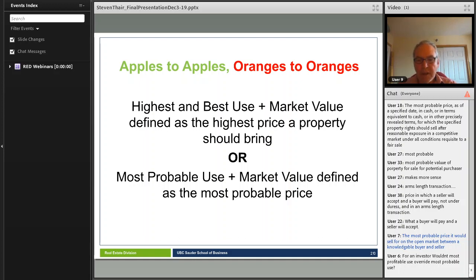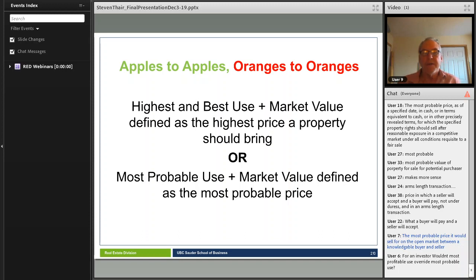Dennis asks, for an investor, wouldn't most profitable use override most probable use? Obviously, most of the time that's true. Most probably, they're both going to give you the same answer. But there will be situations where an investor is going to put other values ahead of profit.